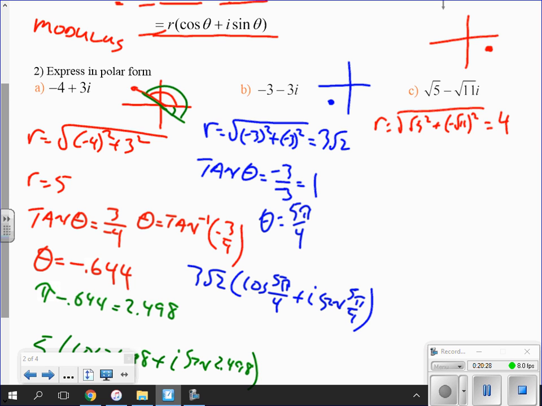Now comes the fun part. That is definitely not anywhere to be found on your unit circle, so you've got to bust out your calculator on that one. Take the inverse tangent of negative root 11 over root 5. Put it in parentheses.